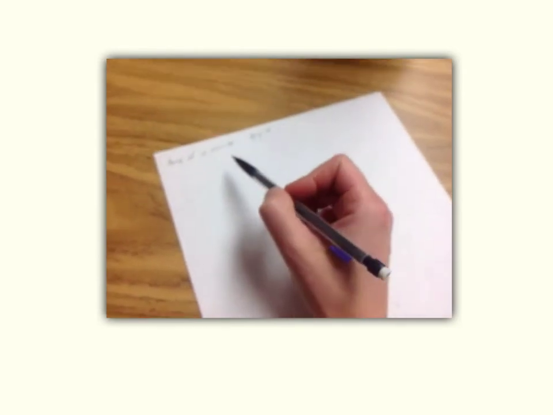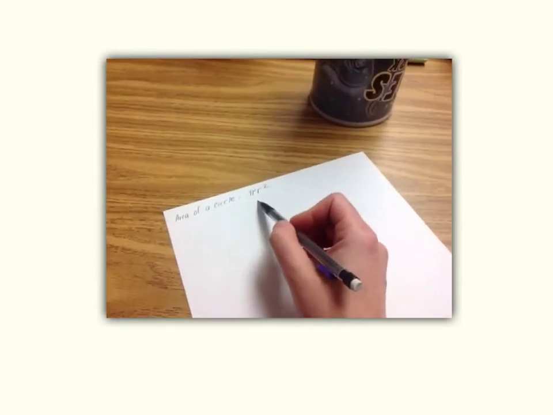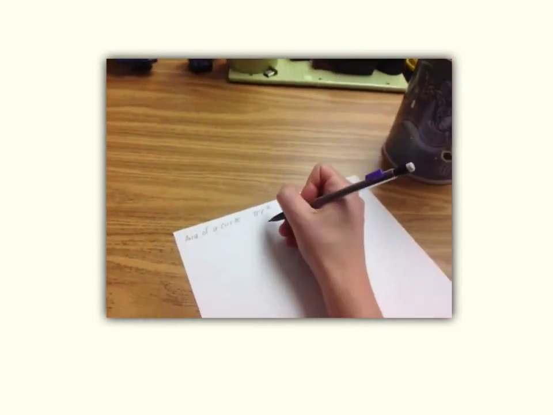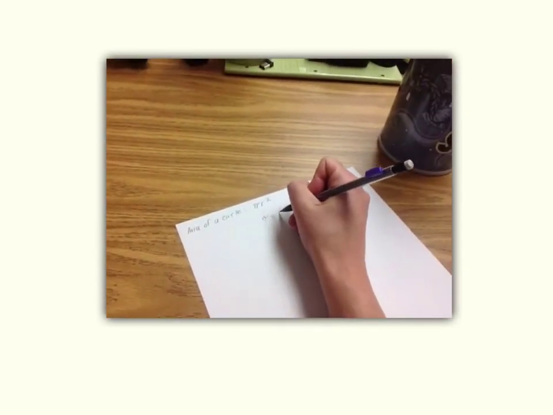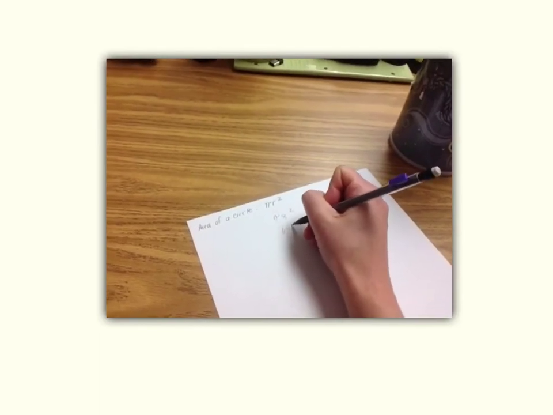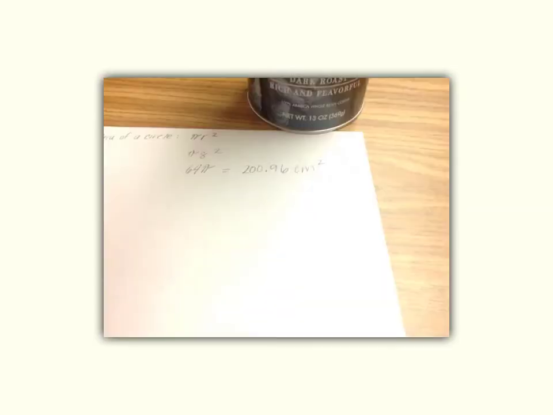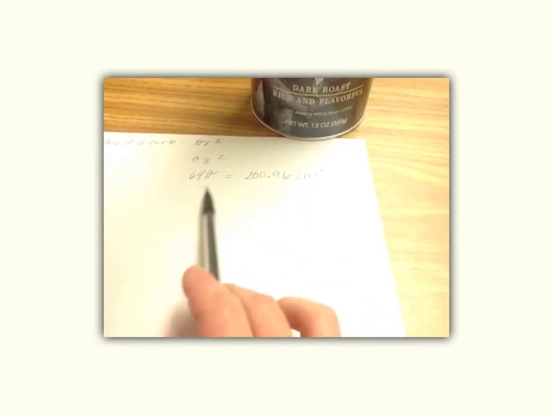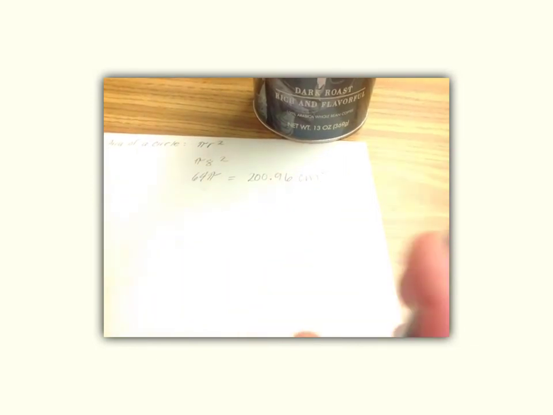So if we go back up here, we just learned this, the area of a circle. The formula is pi r squared. Here I have labeled our radius is 8. So I have pi times 8 squared, which is going to give me 64 pi. So we figured out the area of our base. I evaluated it, so it's 200.96 centimeters squared.